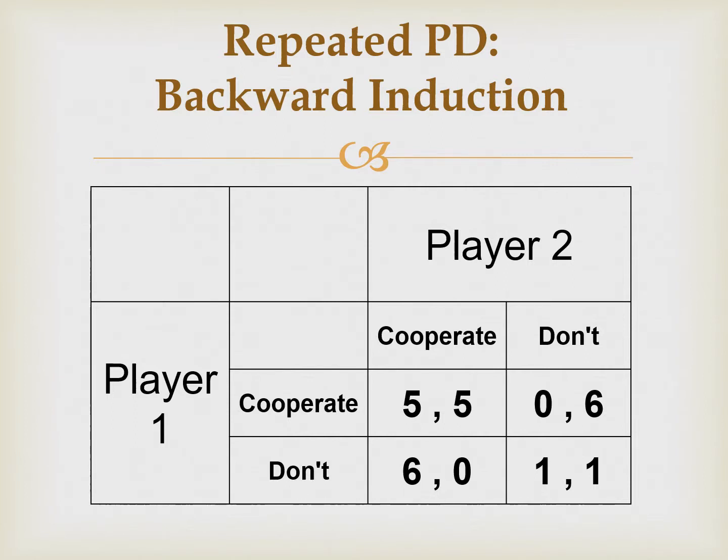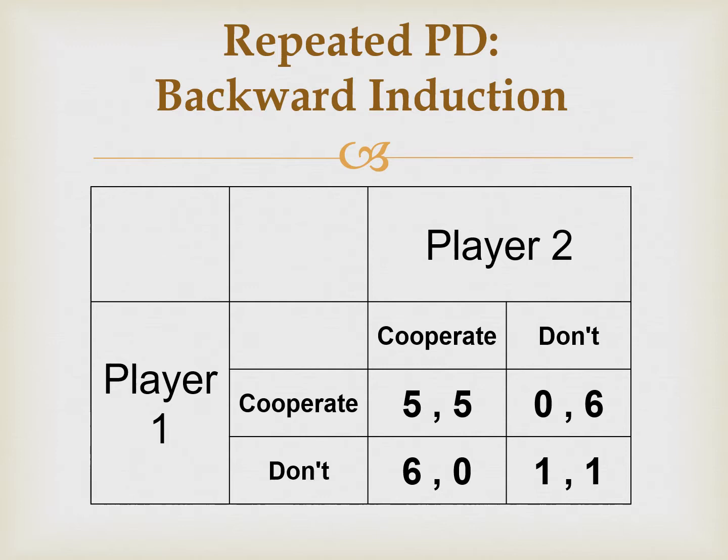Suppose two players are going to play a prisoner's dilemma game 100 times in a row. Could we get some cooperation in this finitely repeated game? Turns out the answer is kind of surprising. We don't really do a whole lot in terms of extending our equilibria in this finitely repeated game, right? So let's think about this.